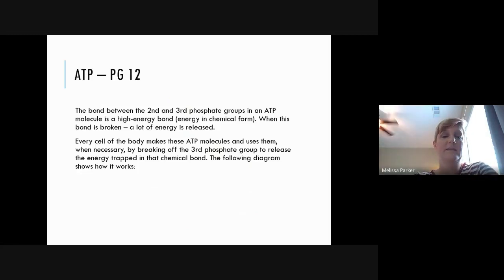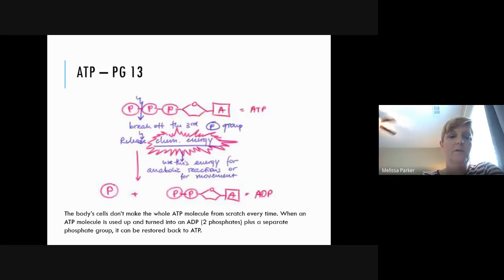Every cell in the body makes these ATP and uses them when necessary by breaking off the third phosphate group to release the energy that is trapped in a chemical bond. And the following diagram shows how it works. So here we started with our adenosine triphosphate, right? We're going to break off this phosphate here. Then a lot of energy is being released right here. And then we end up with a phosphate over here by itself. So this was adenosine triphosphate, but now we have a phosphate by itself, and then we have adenosine diphosphate, right? Because there's two phosphates here.